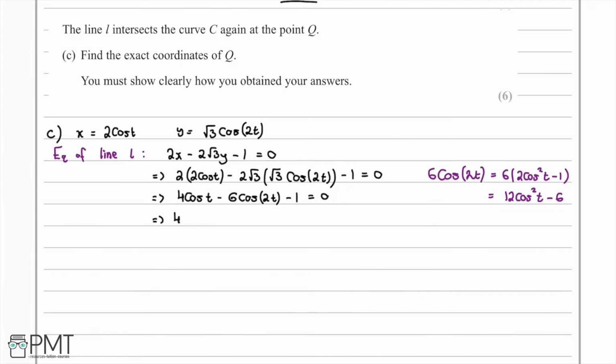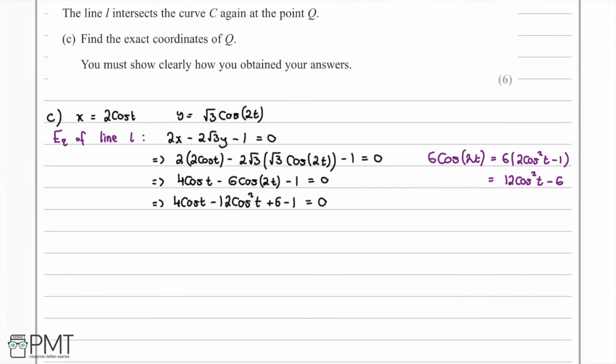This is going to leave us with 4 cos of t minus 12 cos squared t, and then we have this whole term multiplied by negative, so that will then be plus 6 minus 1 is equal to 0. We can see here that plus 6, negative 1 is going to be equal to 5. To make this slightly easier, we're going to multiply everything by minus 1. That's going to leave us with 12 cos squared t minus 4 cos of t, and then we have 6 minus 1, which is 5, times minus 1, which gives us negative 5, and that's equal to 0.